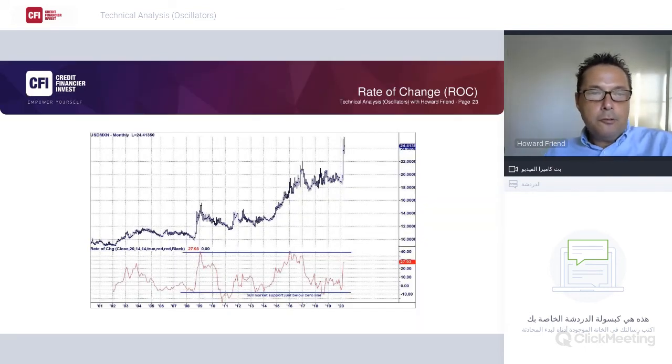Okay, this one is dollar Mexican peso, and this again uses a 20-period rate of change. This is on a monthly chart this time, just to give you an idea that these things can also work on much longer term charts as well as the shorter term charts too. So this one is in much more of a defined uptrend.